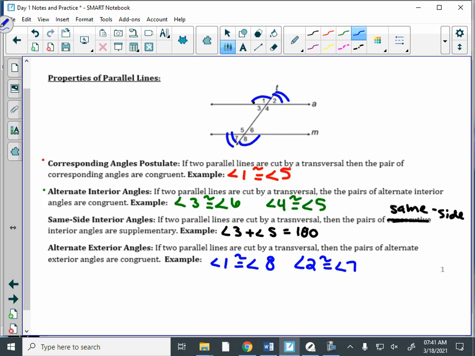Knowing those and being able to identify what type of angles you have is really important for these proofs. Okay? So if you can identify if angles are alternate interior, if angles are alternate exterior, and if angles are corresponding, you're going to be fine. That's the big thing, to be able to identify these angles.